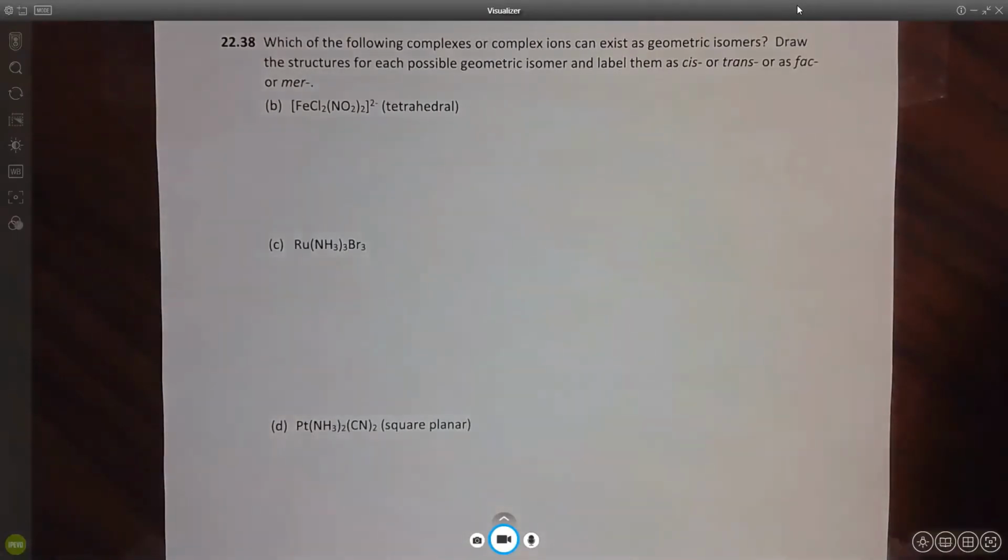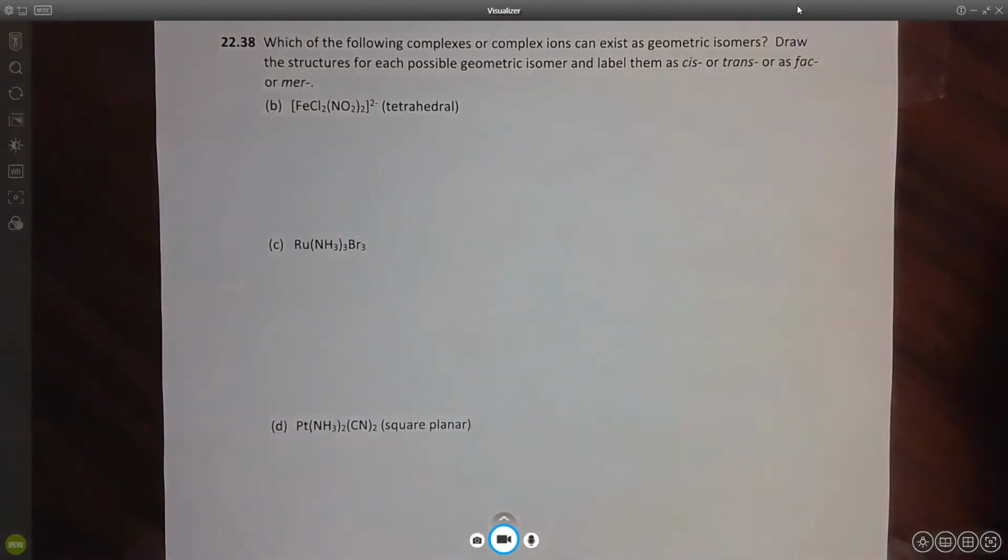Okay, next let's try number 38 from chapter 22. It says, which of the following complexes or complex ions can exist as geometric isomers? Draw the structures of each possible geometric isomer and label them as cis or trans or as FAC or MER. Okay, so let's look at this first one.